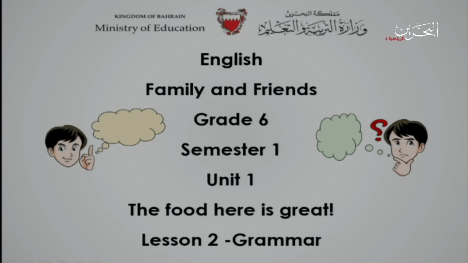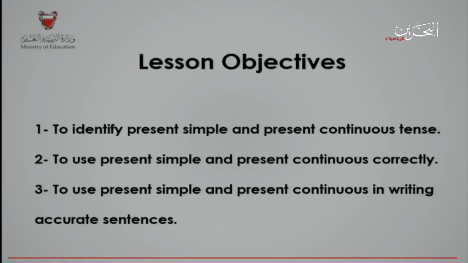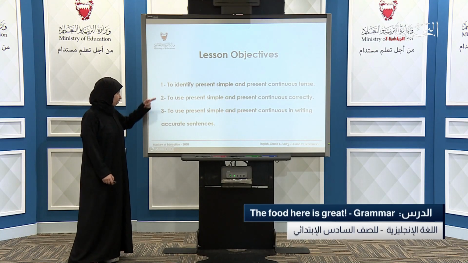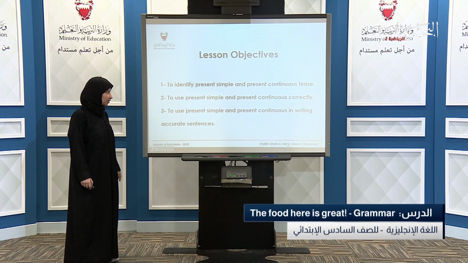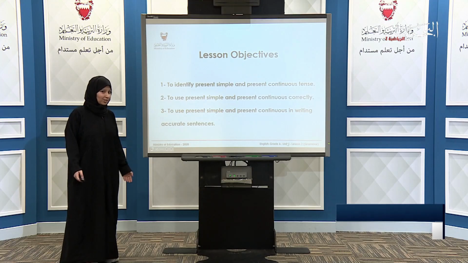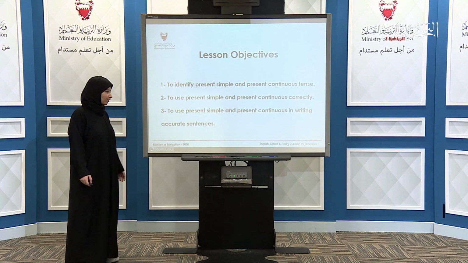The lesson today is about "The food here is great." Today we are taking a grammar lesson. We have got 3 objectives to be achieved at the end of this lesson. The first one is to identify present simple and present continuous tense, to use present simple and present continuous tense correctly, and to use present simple and present continuous in writing accurate sentences.